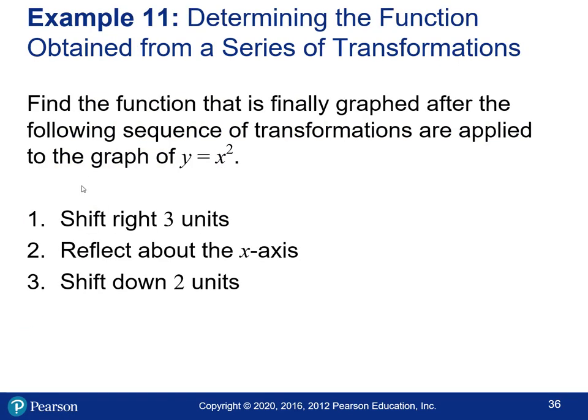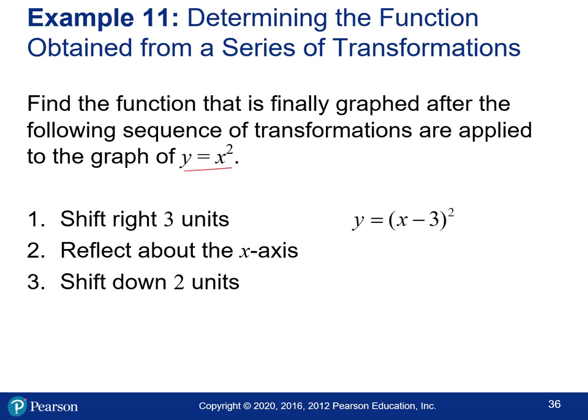Now we're going to do a few more examples because we've learned all of our transformations at this point and can put them all together. For this one, we're going to start with the parent function of x squared, our parabola, and apply these 3 transformations to create a new one. We're going to shift 3 units right, reflect about the x-axis, and shift down 2 units.